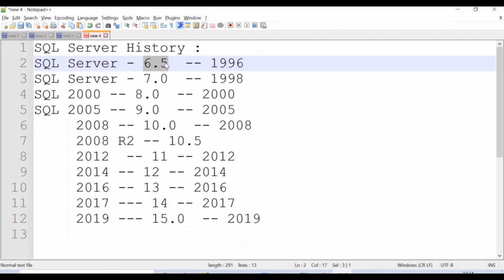The next version is SQL 2000, which we also call SQL 8.0, introduced in the year 2000. I started using the 2000 version, and I know the SQL 2000 interface. The next version is SQL 2005. There were major changes between SQL 2000 and 2005, and I have seen those in person.